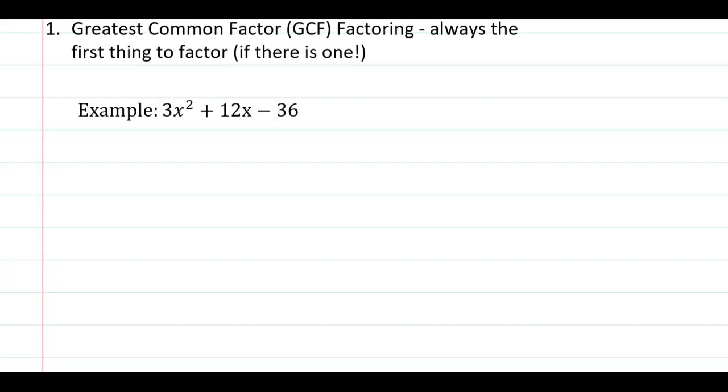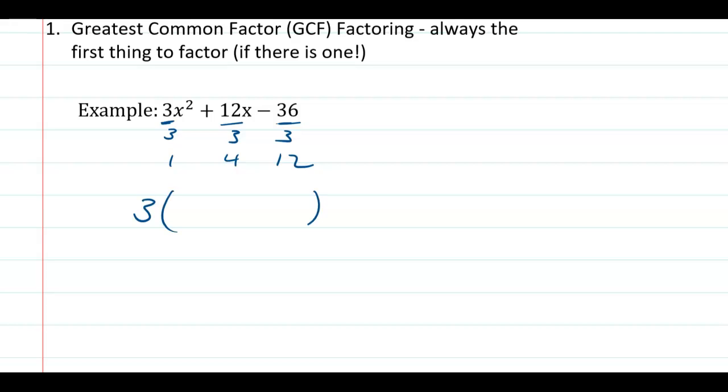In this case, we see that we've got a 3 multiplying the x squared, a 12 multiplying the x, and then we have the 36. The biggest number that divides into each of those is 3. This divides into 3 once, this one 4 times, and this one 12 times. And so the GCF is 3, and I write it down, and I make empty parentheses.